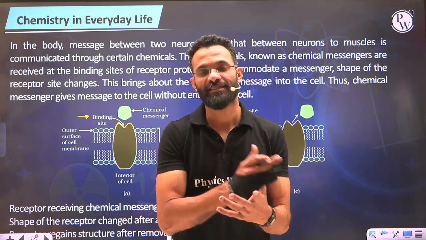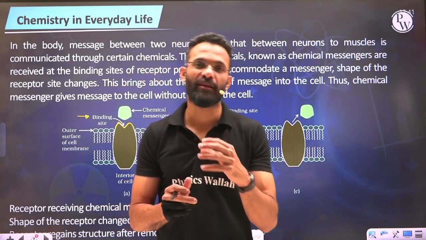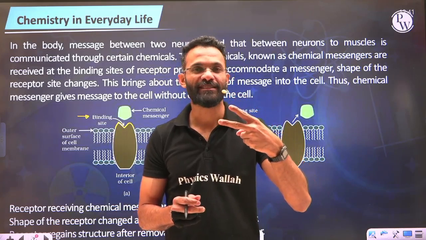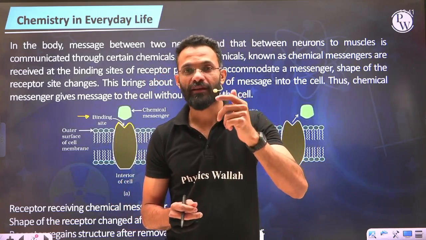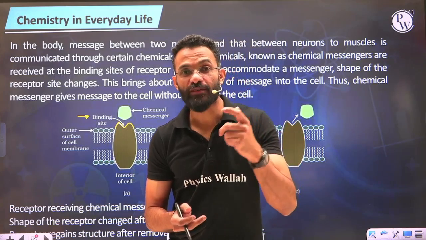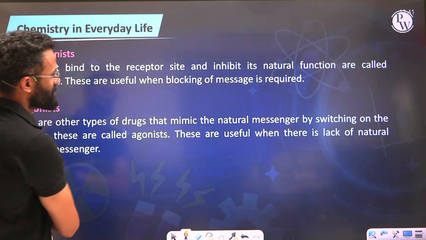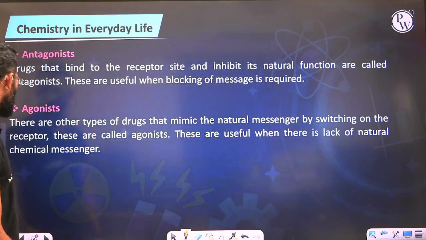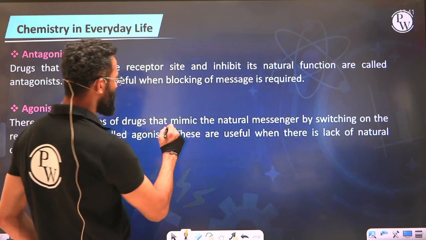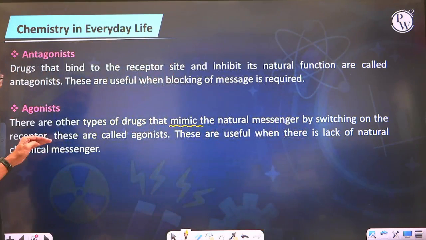Such chemical substances which inhibit the activity of chemical messengers are what you call antagonists. So there are two types of medicines that we studied here. One, agonist, which mimics or copies the action of the chemical messenger, and second is antagonist, which opposes or inhibits the activity of the chemical messenger. We call them antagonists. So dear students, these are the two terms. First we studied agonists. What are agonists? Agonists are those types of drugs or medicines that mimic or copy the natural messenger by switching on the receptor. These are called agonists.